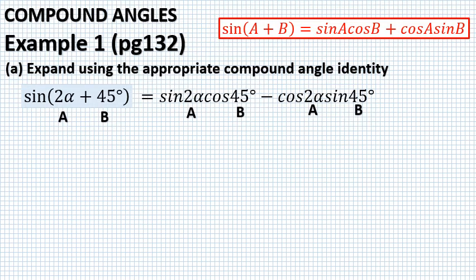45 is B. 2 alpha is A, 45 is B. So we've applied that identity to two angles that are not A and B, but it does fall into the same format, or does represent a compound angle. Now I'm going to be silent for 3 seconds for you to guess what is special about this line.